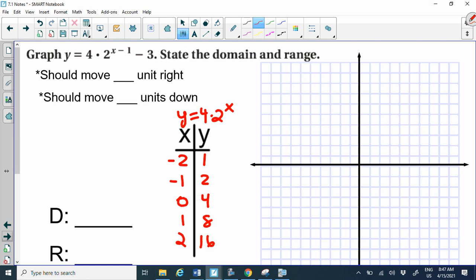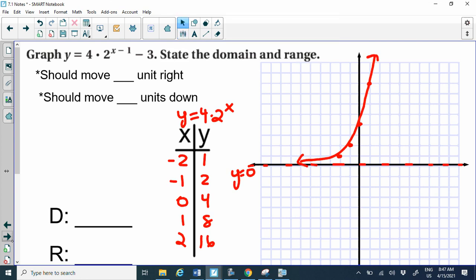Okay, now I plot this with the asymptote. So remember, just with y equals a times b to the x, your asymptote is at y equals 0. So I do -2, 1, then -1, 2, then 4, then 8, 5, 6, 7, 8. The other one we will not see. Okay.